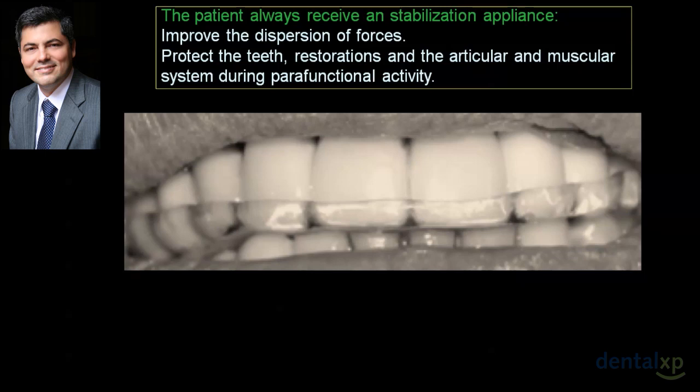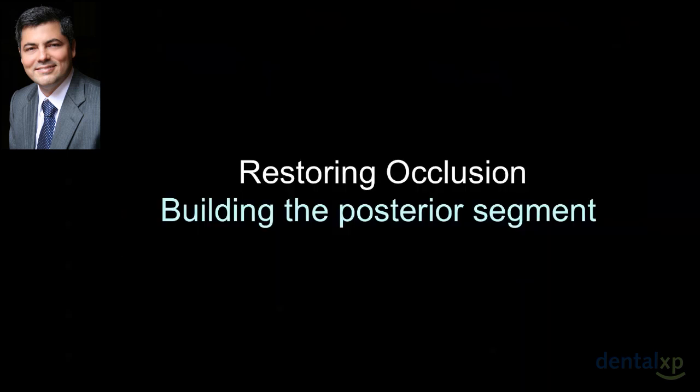In a symptomatic patient, we need to do different strategies. But most of the time, the stabilization appliance is going to be our workhorse, and it's going to be our first choice of a splint that we're going to utilize to protect the new restoration, to protect those implants, to disperse those forces, to protect the teeth of the patient, the TMJ, and the muscles. Because this patient is going to continue having likely parafunctional activities.